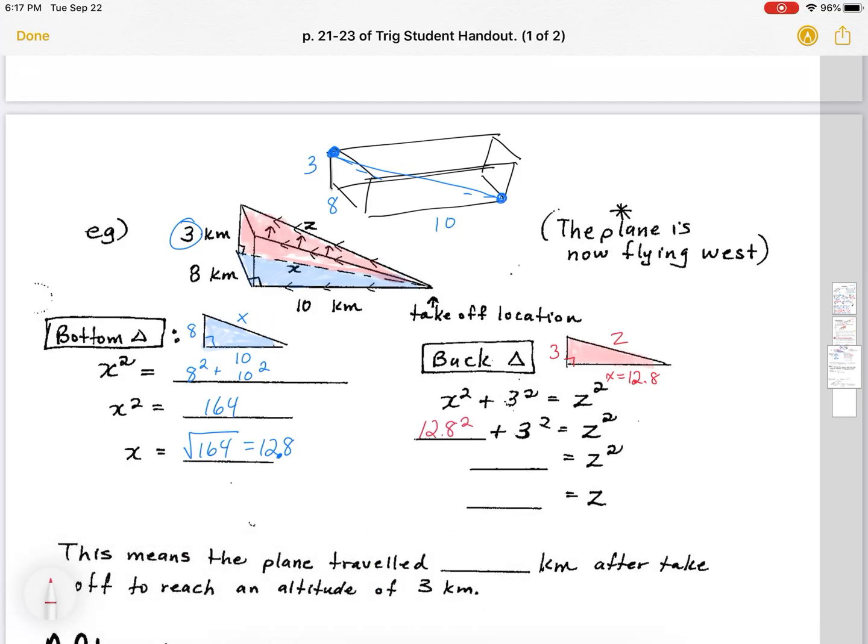So that's equivalent to this triangle here. Okay. This is a weird problem. So here, our x squared is 12.8 squared plus 3 squared, which is 172.84. And z is going to equal the square root of 172.84, which equals 13.1 kilometers.